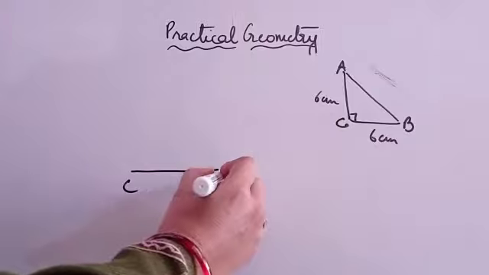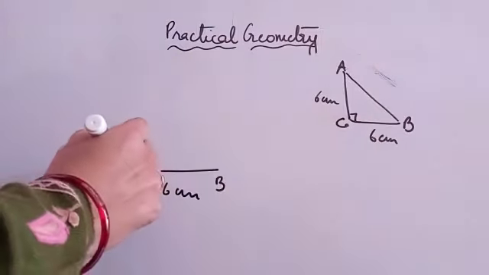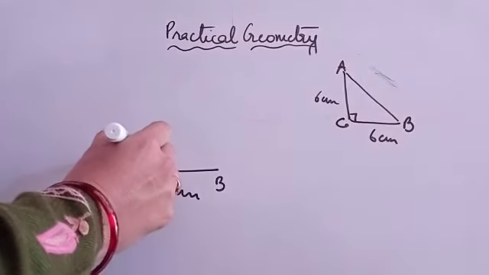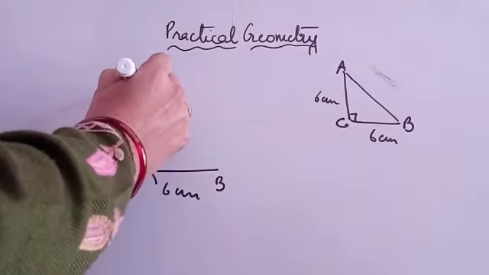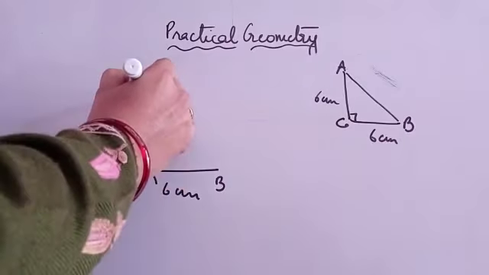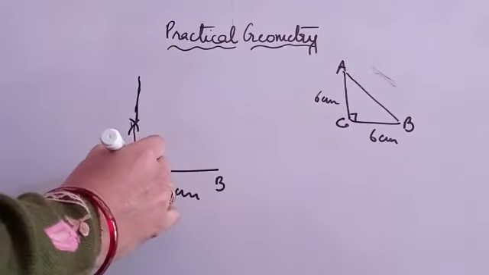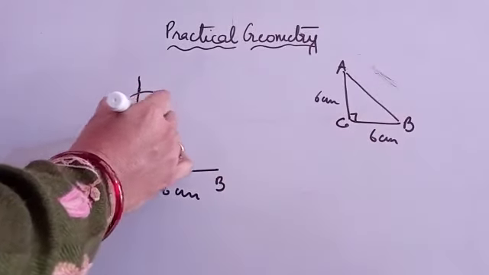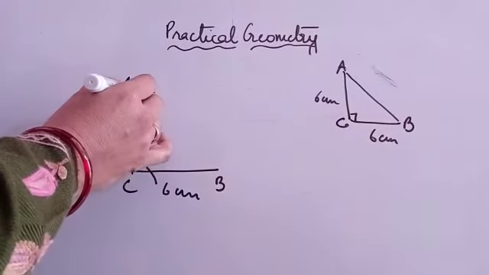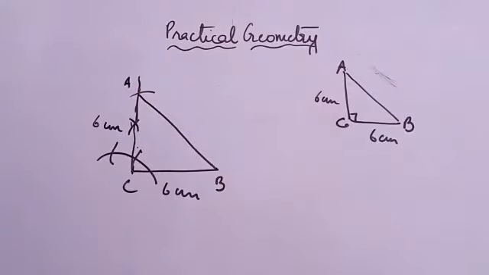So what you will do is you will draw the base CB 6 centimeter. At C you will draw an angle of 90 degree. How? Draw an arc 60 degree, 120 degree, then you will bisect them and you will get 90 degree. Measure 6 centimeter in the compass, keep it over here and draw an arc because this length is 6 centimeter. This you have got A. Now join AB. This becomes the hypotenuse.